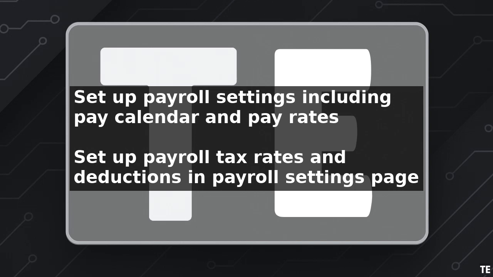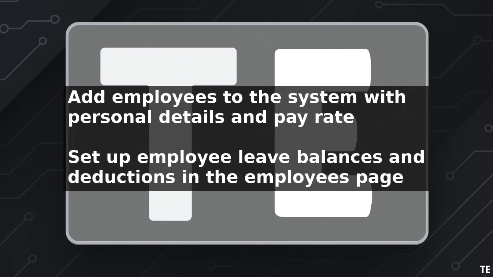Once you have set up your employees, you can start processing payroll. To do this, you need to go to the payroll page and click on the new Pay Run button. Here you can select the pay period and the employees you want to pay. You can then review and approve the pay run.